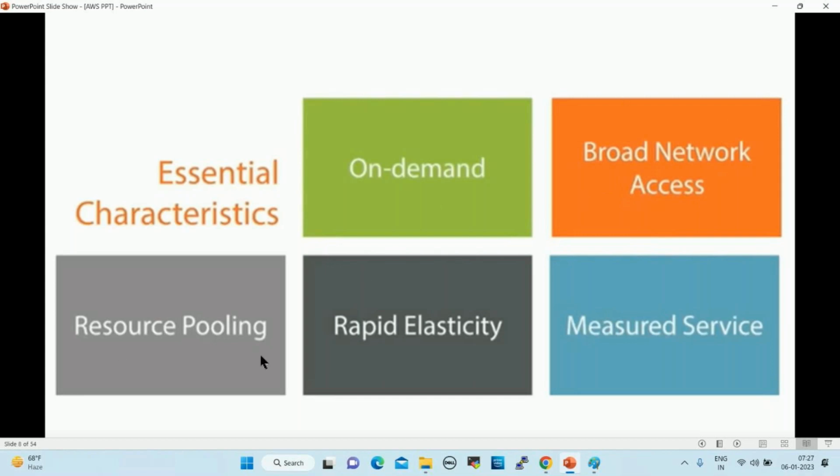Next one, resource pooling. What is resource pooling? Whatever resources we are using in cloud, we can pull them up and reuse whenever we want. For example, we are working on one database server and the project is completed. Normally in real-time projects, whenever the project team requires any servers, they create a ticket request, a ServiceNow request, or a Jira or Remedy ticket. As per the request, we create the server.